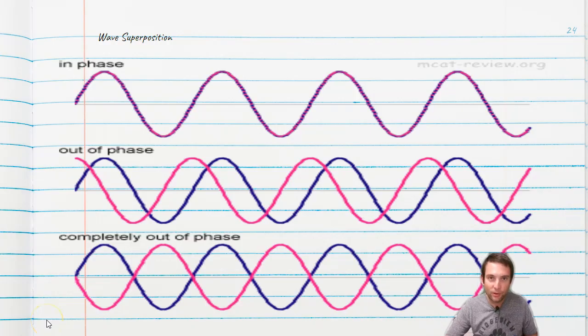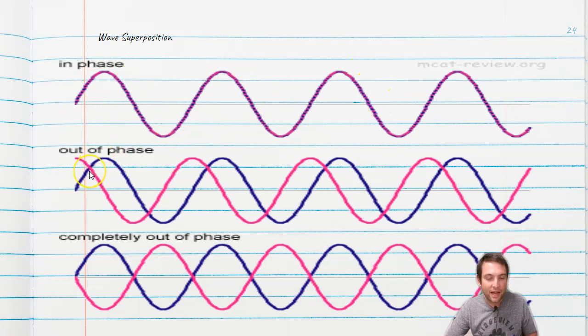When two or more waves are in phase with each other, you can lay them on top of each other and it'll look or appear to be exactly one wave. For instance, in this top diagram, we have a blue wave and a pink wave laid on top of each other. These two waves are perfectly in phase, so they can combine and they look identical to each other.